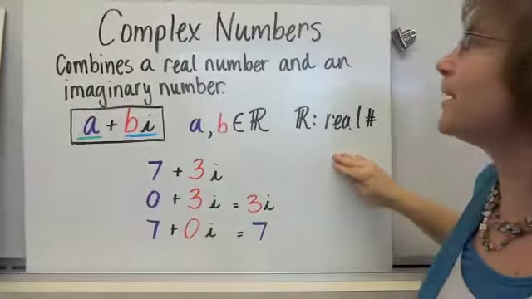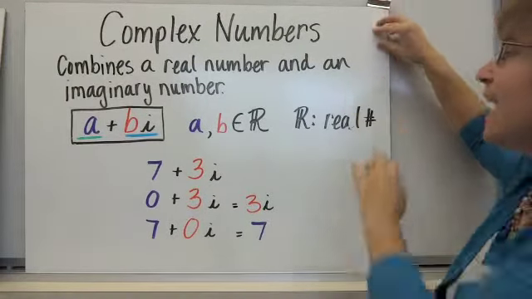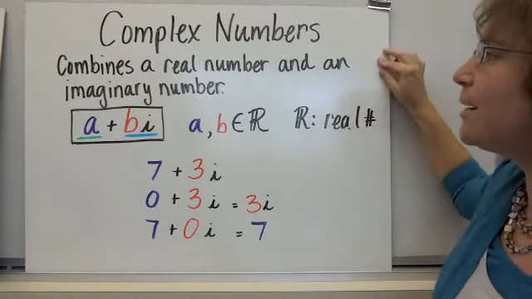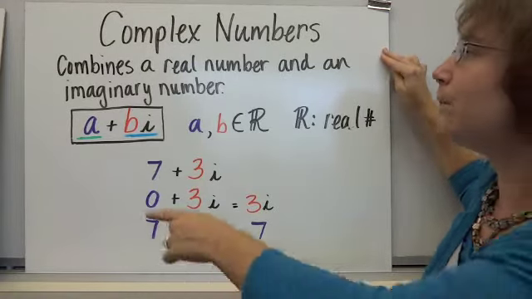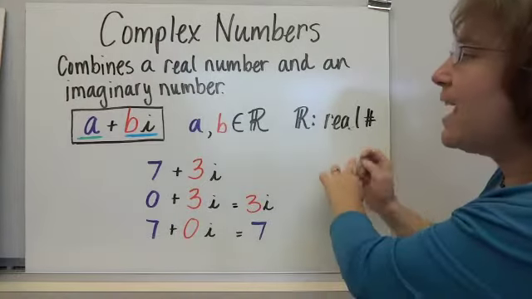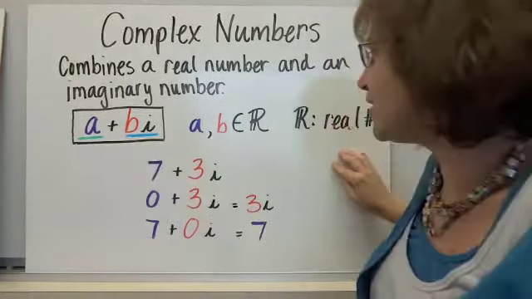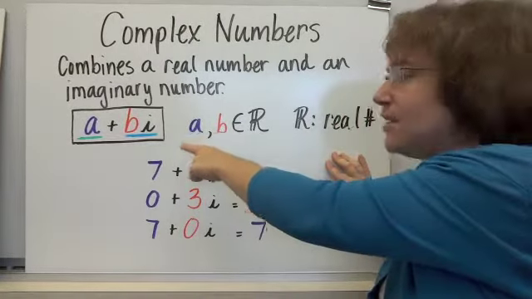So now let's talk a little bit about complex numbers. Now, complex numbers actually include both of our imaginary numbers and include a real part. So it combines a real number and an imaginary number. So I have a plus bi right here, and the a is the real part and the b is the imaginary part.